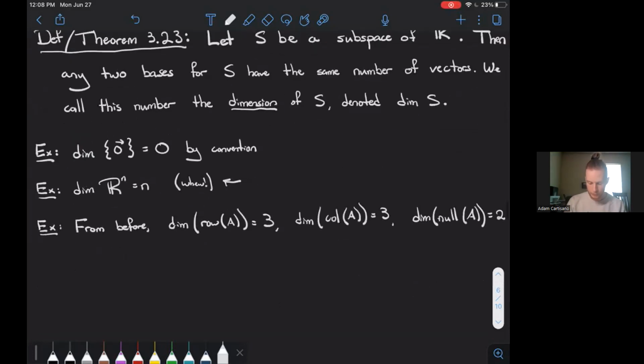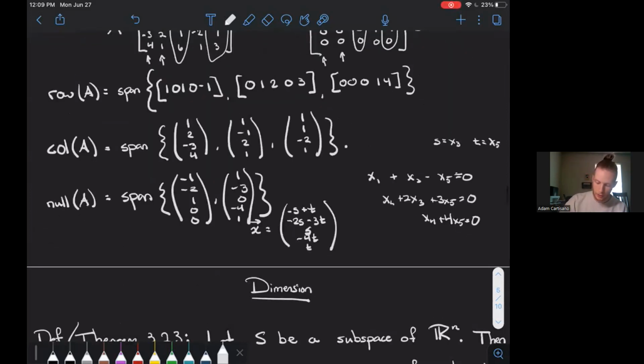Before, we also had the example that we left off with. So we computed the row space, the column space, and the null space of that matrix A. And notice the dimensions, the number of vectors that we needed in order to span whatever these subspaces were: 3, 3, and 2. Okay, we'll just check that real quick. Notice here's 3, and here's 2.